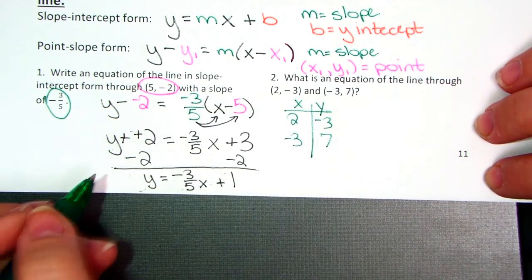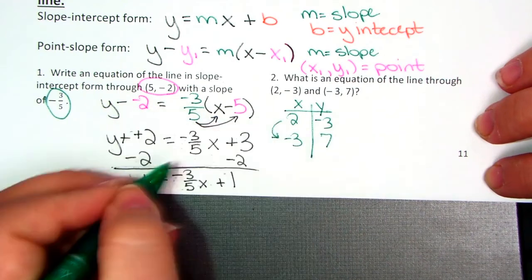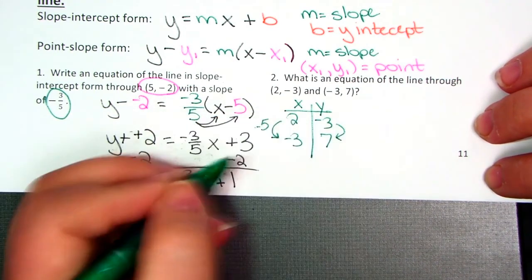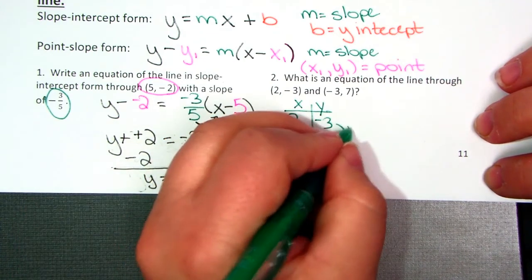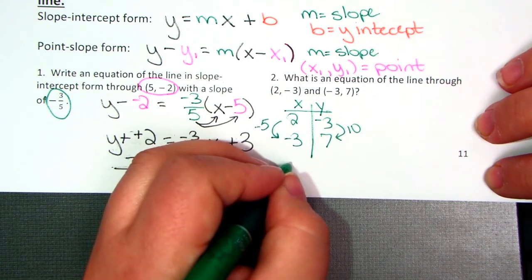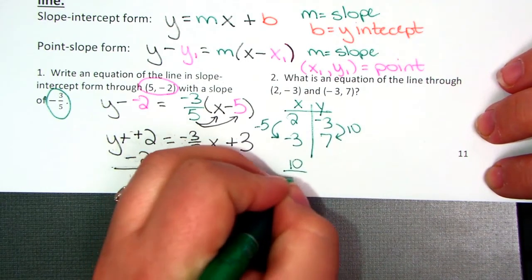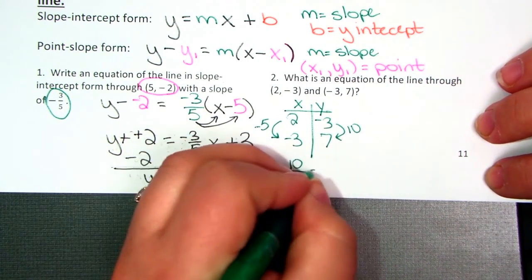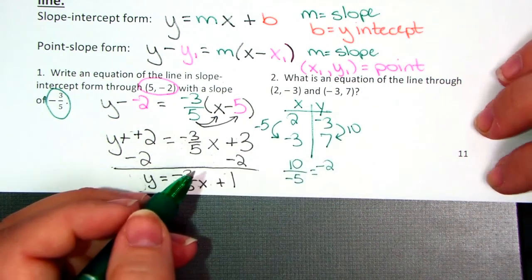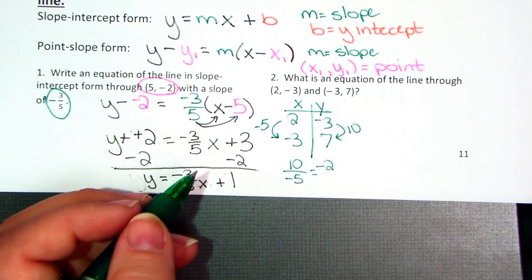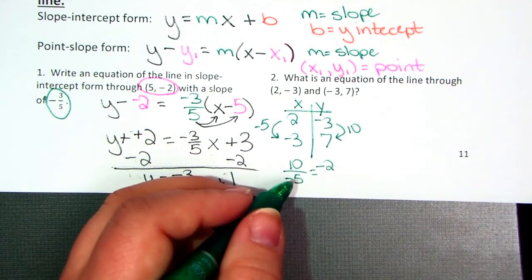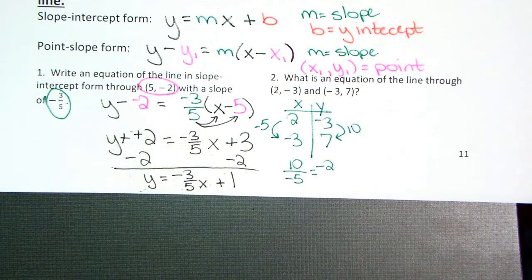I get from 2 to -3 by going down 5, and from -3 to 7 by going up 10. The y goes on top. 10 over -5 reduces to a whopping -2. Or you could write it as -2 over 1 if you really want. So there's our slope. The only other information that they gave us was a point.